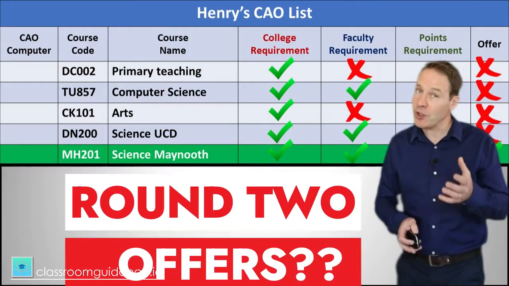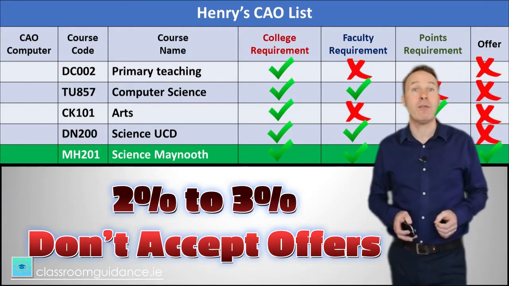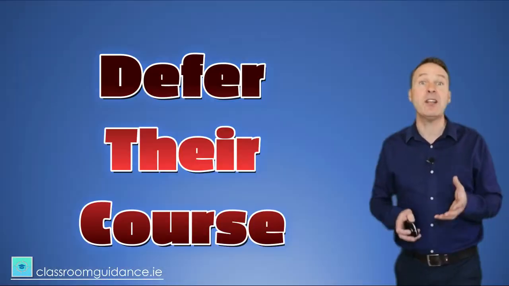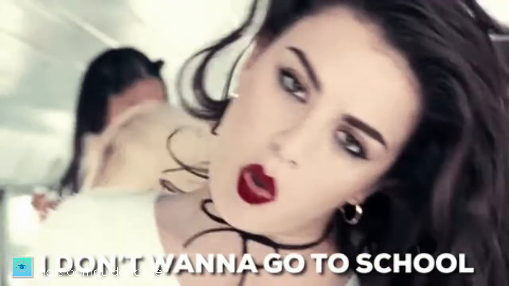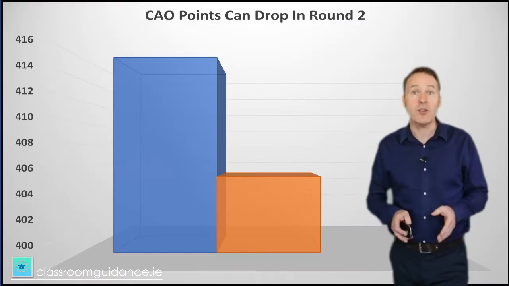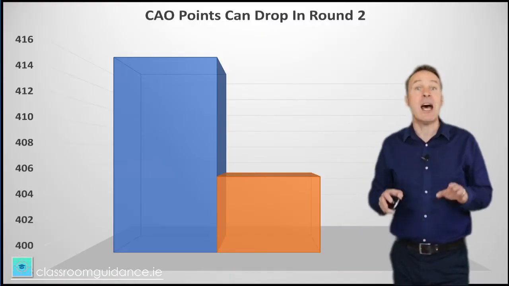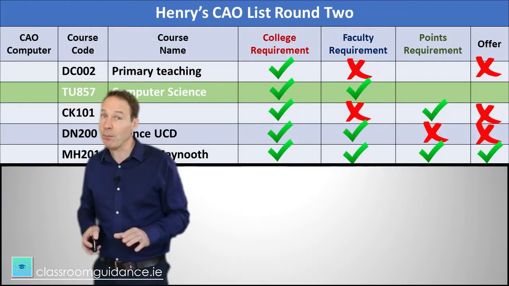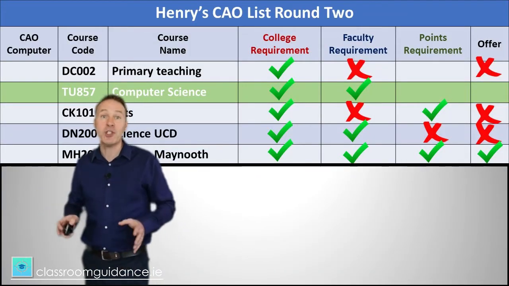Yes, some people, 2 to 3%, don't accept their offers. They change their mind, they go traveling, they have to work to save money, they defer their course. For whatever reason, they don't go to college, so the points can drop a little bit as more places become available. In this case, for preference number 2, computer science, Henry was just 8 points short.